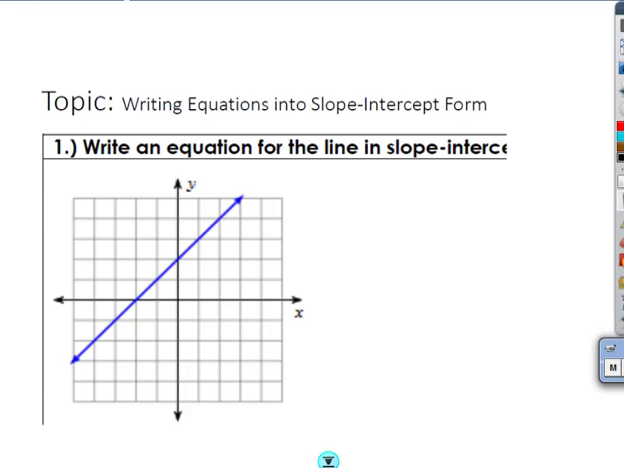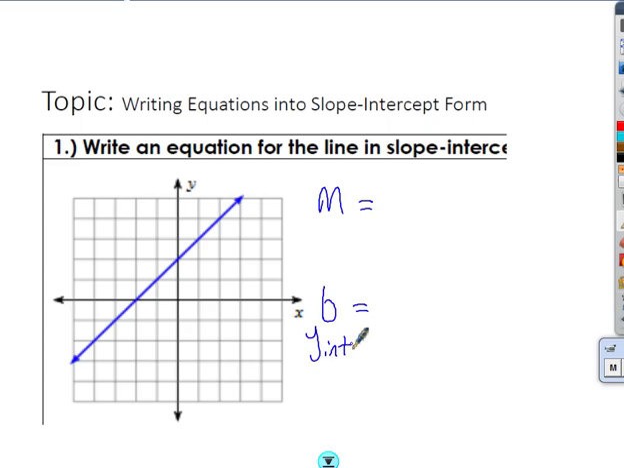Hello everyone. We are going to look into writing equations in slope-intercept form. We have a couple different formats. One is looking at the graph, and then one is given a point, one is given 2 points. So first one is looking at a graph. When we look at a graph, there are two things we need to find, and first one is slope and then y-intercept.